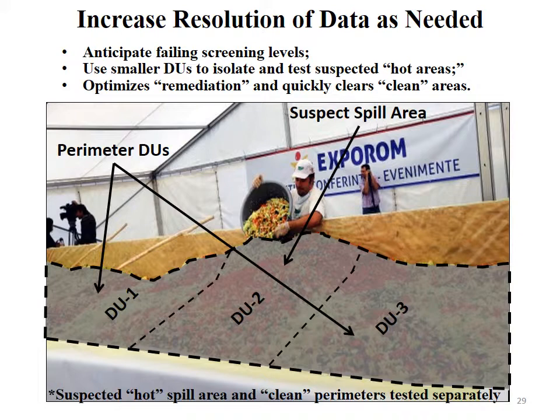We refer to these as perimeter decision units. We anticipate these being clean. This is a useful approach to take at a site, to focus on what you assume to be spill areas and try to clear other areas around it. If a site's under construction, this would allow large parts of a site often to be quickly cleared so work can continue, and then work would focus on small areas of the site where you did identify heavily contaminated soil, or in this case salad.